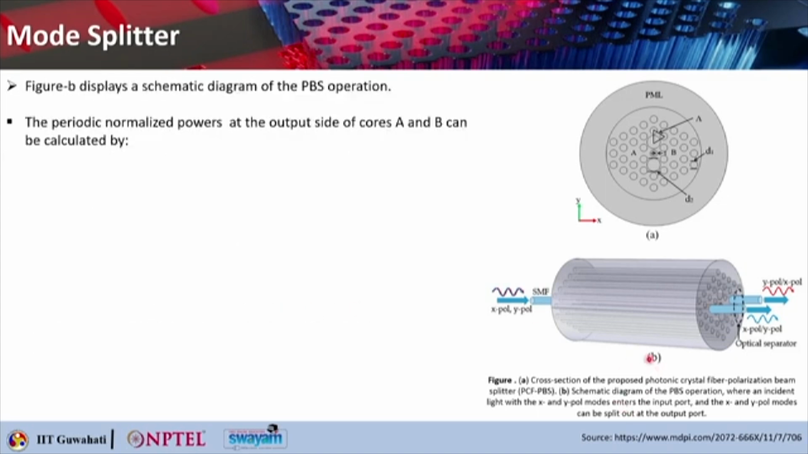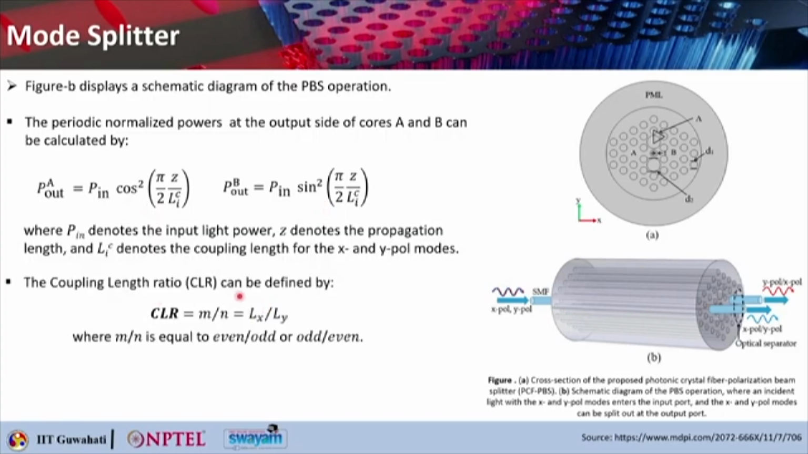So here you can see the schematic diagram of the polarization beam splitting operation. The periodic normalized power that comes out of core A and B can be calculated as this. These are basically formulas very common for directional couplers. So you can write P out at A port is nothing but P in cos square pi by 2 Z over L C. And the one will be cos square, the other one will follow sin square. The coupling length ratio can be calculated as m by n, which is basically Lx by Ly.